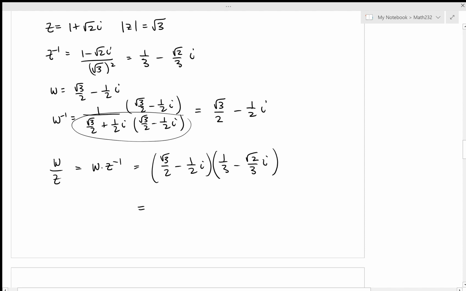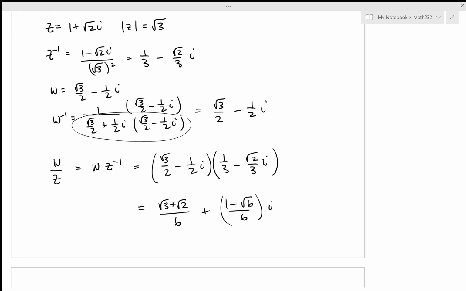What I got when I did that was root 3 plus root 2 over 6, plus 1 minus root 6 over 6 multiplied by i. Okay, so go ahead, do that distribution, collect like terms, and see that you get that there.